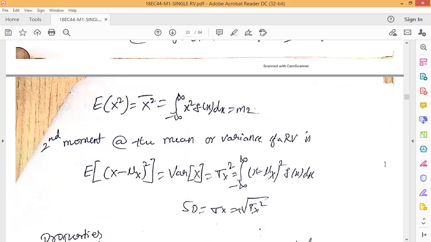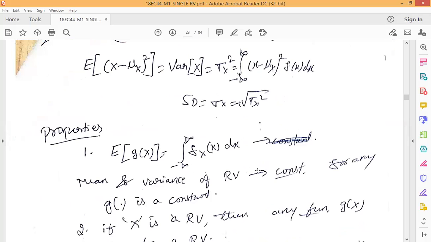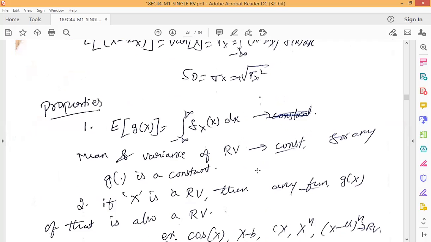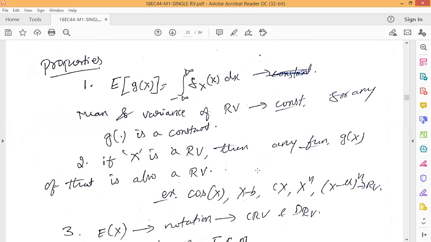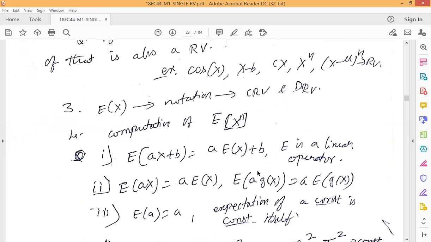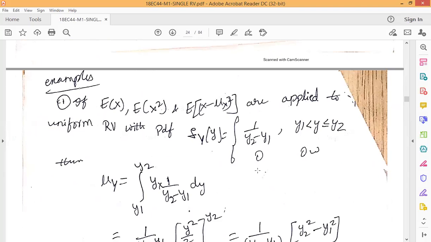About the mean, in terms of variance, we can call it variance of x, equal to sigma x square, equal to integral x minus mu x whole square into f of x into dx. Using this you will be able to calculate the standard deviation. All these equations we have seen in the previous class, along with some properties for the expectation. First we'll take some examples given in the textbook, and later we'll take up the exercise problems.